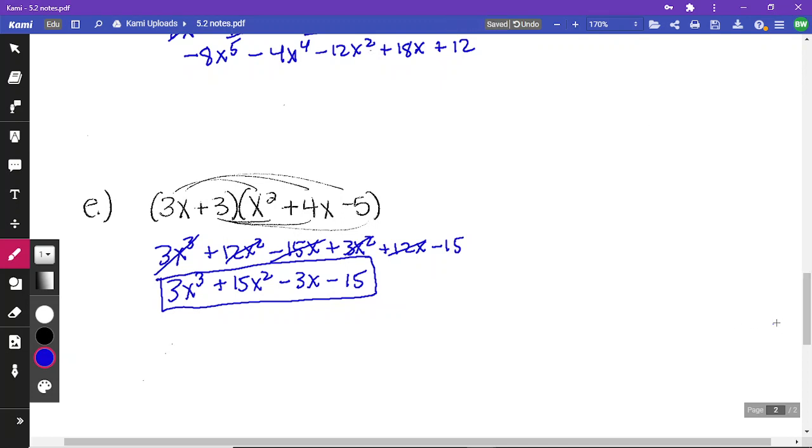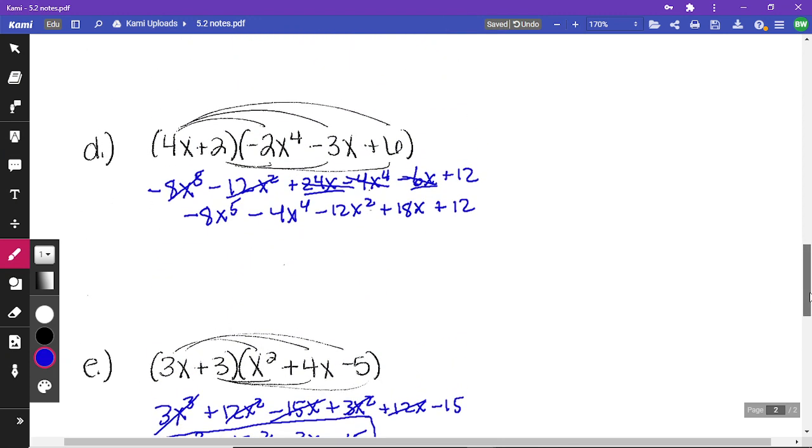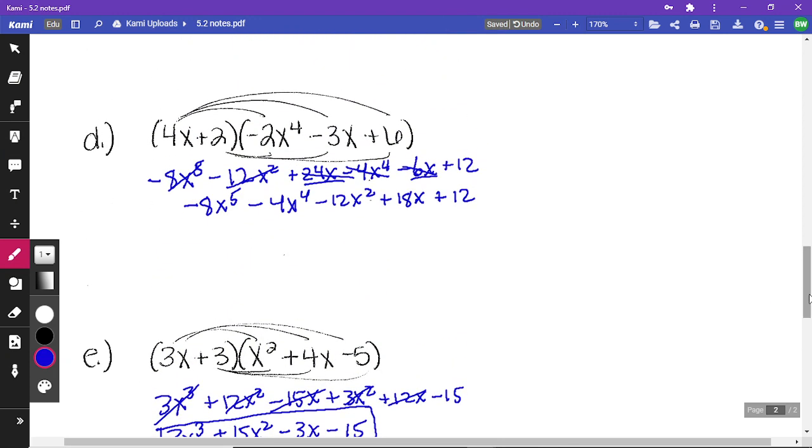And I think that's our last example. So that is adding, subtracting, and multiplying. Go ahead and put a box around this one. Adding, subtracting, and multiplying polynomials.